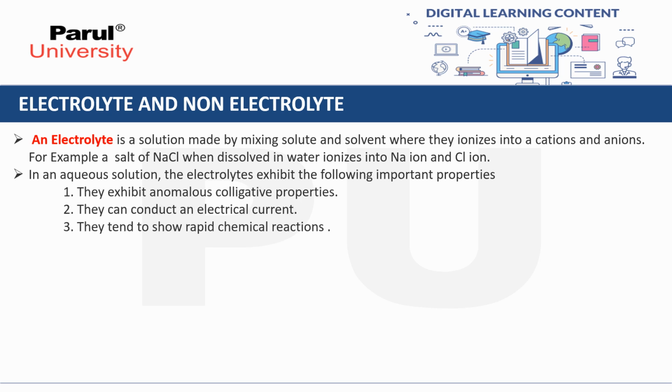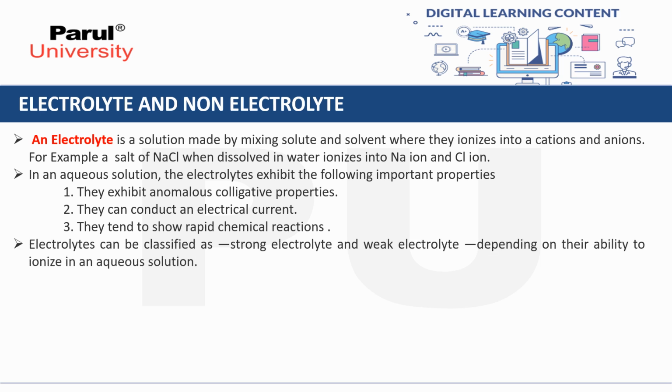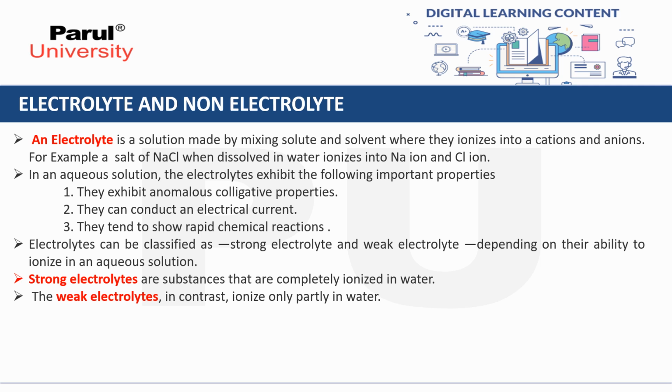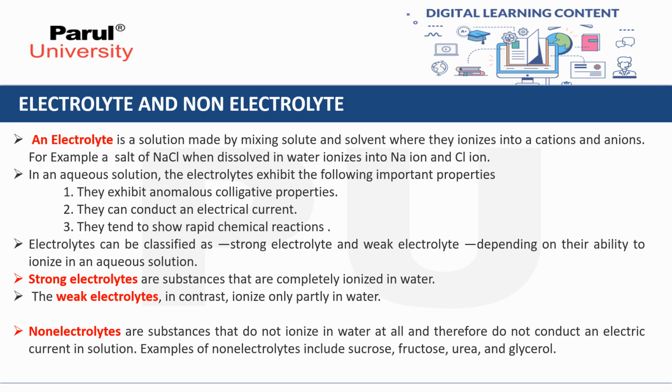They exhibit anomalous colligative property. They can conduct an electric current. They tend to show rapid chemical reactions also. The electrolytes can be classified as strong electrolyte and weak electrolyte, as we have seen earlier, depending on their ability to ionize in the aqueous solution. The strong electrolytes are the substances that are completely ionized in the water, and the weak electrolytes, in contrast, are the electrolytes which ionize only partly or feebly in the water.